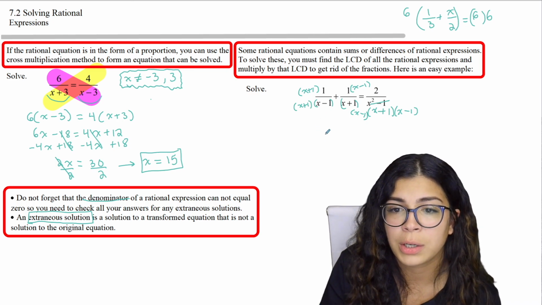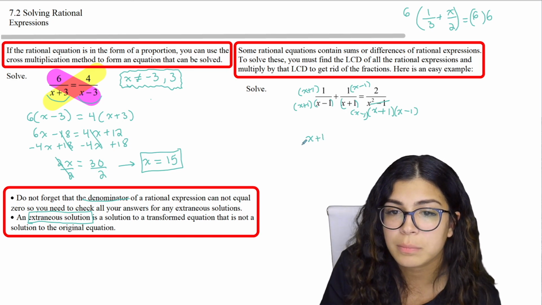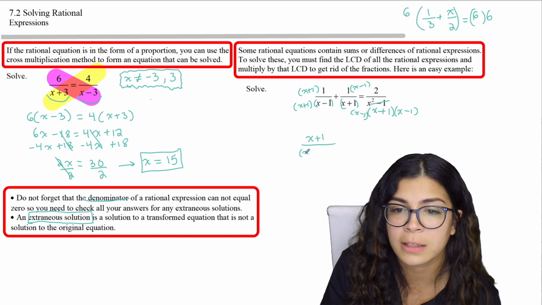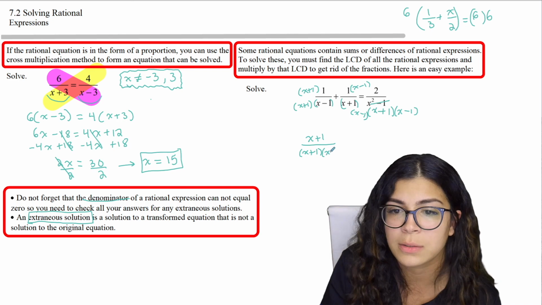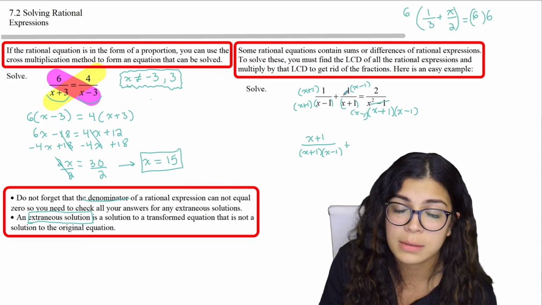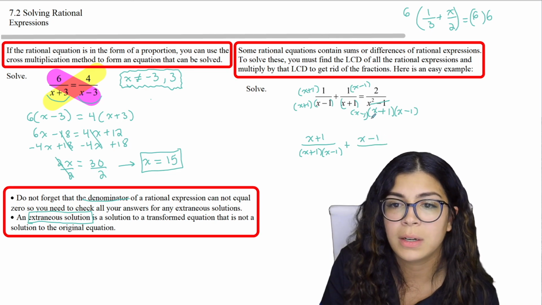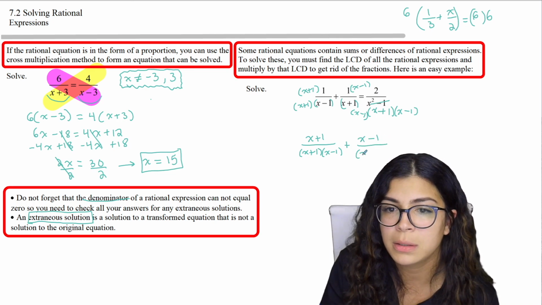So essentially the numerator here is 1 multiplied by x plus 1, which will still be x plus 1. And the denominator is x plus 1 times x minus 1. For this fraction, the numerator again is just 1, so 1 times x minus 1 would be x minus 1, and the denominator is x plus 1 times x minus 1.